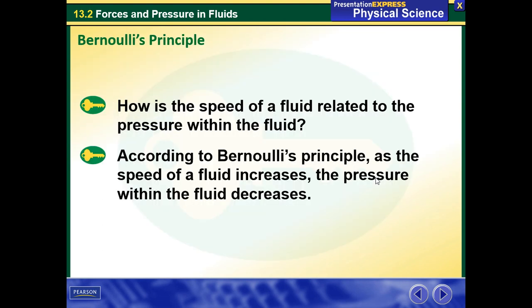The second principle that we're going to learn about is something called Bernoulli's Principle. And Bernoulli relates two things together. He relates speed and pressure. So our question says, how is the speed of a fluid related to the pressure within the fluid? Well, according to his principle, he states that as speed increases, fluid pressure is going to decrease or go down.